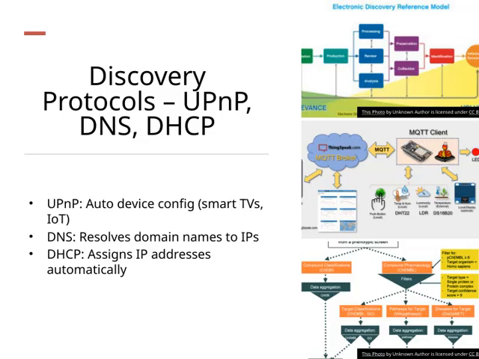Let's take a closer look at some common discovery protocols that help devices communicate and organize themselves on a network. First up is UPnP, or Universal Plug and Play. This protocol is really handy for auto-configuring devices like smart TVs and IoT gadgets. It allows them to discover each other and set up connections without us having to do much manual work.